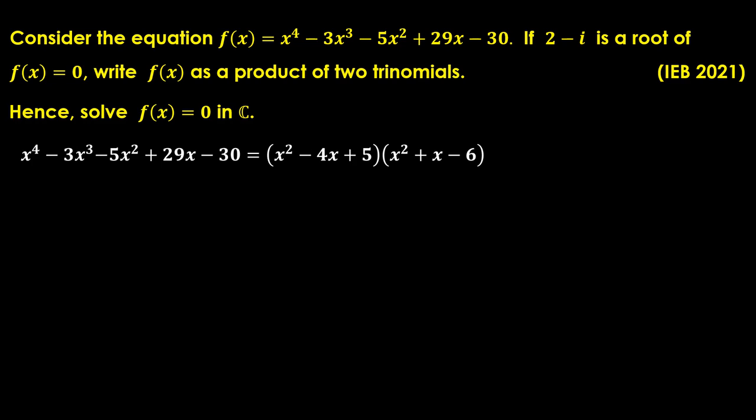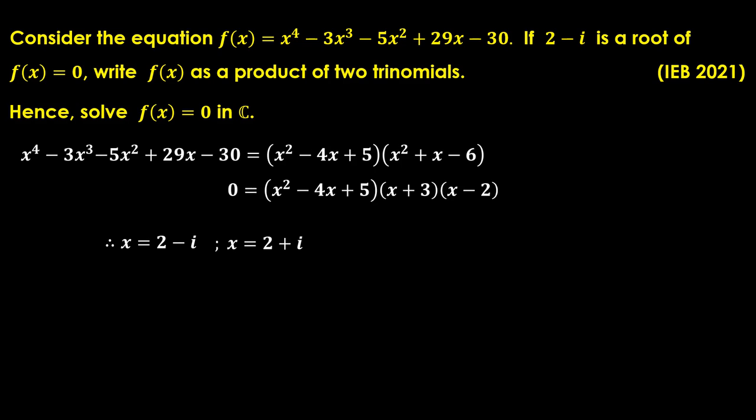So if we factorize that second trinomial, make my equation equal to 0, I end up with x plus 3 and x minus 2 as factors. And then just to simplify that further, we already know that the roots of x squared minus 4x plus 5 are 2 minus i and 2 plus i. And then the last two brackets will give me solutions x equals minus 3 and x is equal to 2.